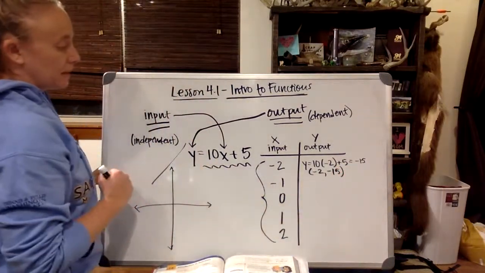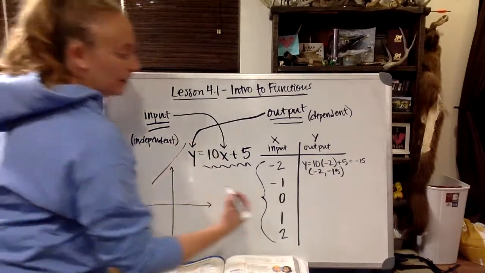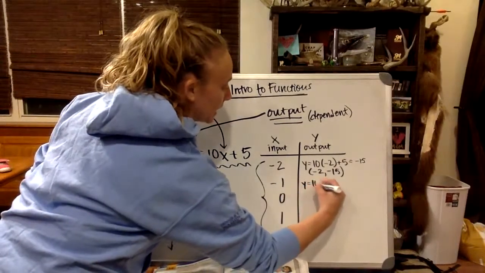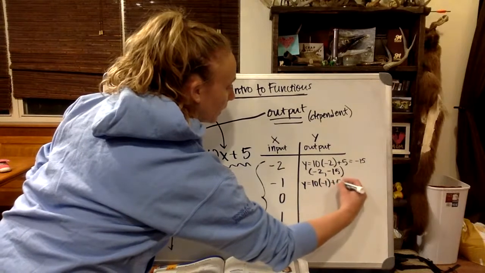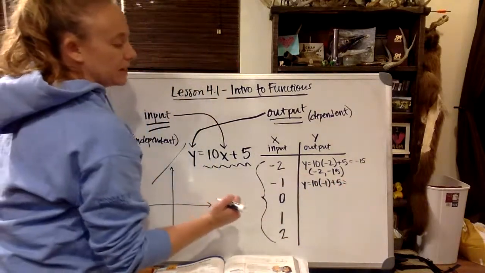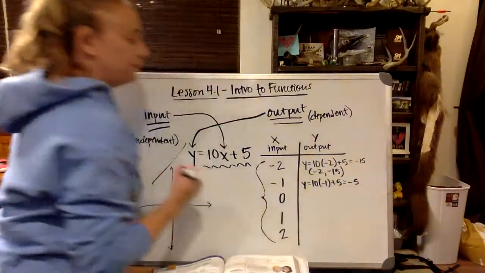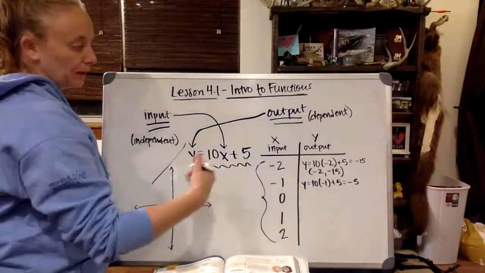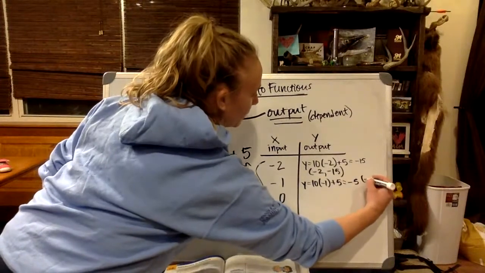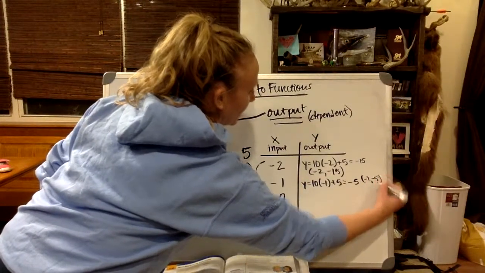We can do the same thing with negative 1. We're going to put negative 1 in for x. So we get y is equal to 10 times negative 1 plus 5. 10 times negative 1 is negative 10, plus 5 is negative 5. Cool? And we can keep doing this, and we can keep creating ordered pairs. So I got negative 1, negative 5 for my next ordered pair.